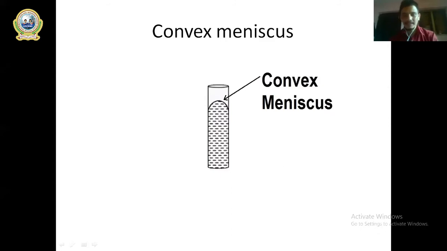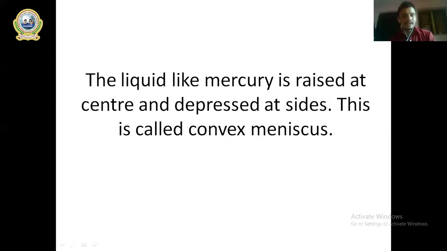See that, the liquid like mercury. Mercury is one kind of liquid element. You might know what mercury is. It's one element which appears in liquid form without heating. So the liquid like mercury is raised at the center and depressed at the side. Raised at center, depressed at side. This is called convex meniscus.